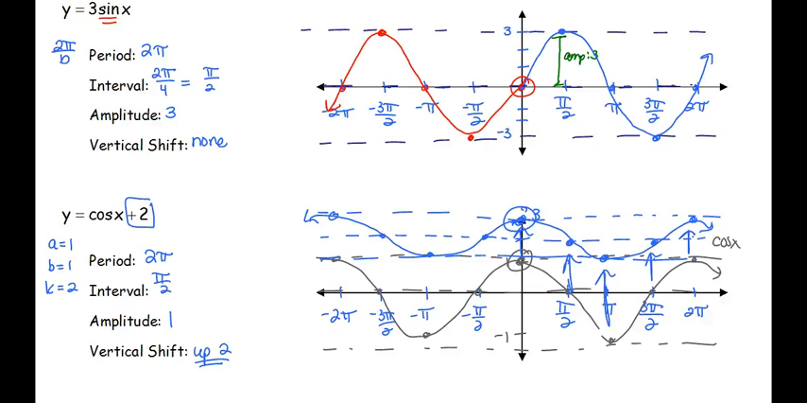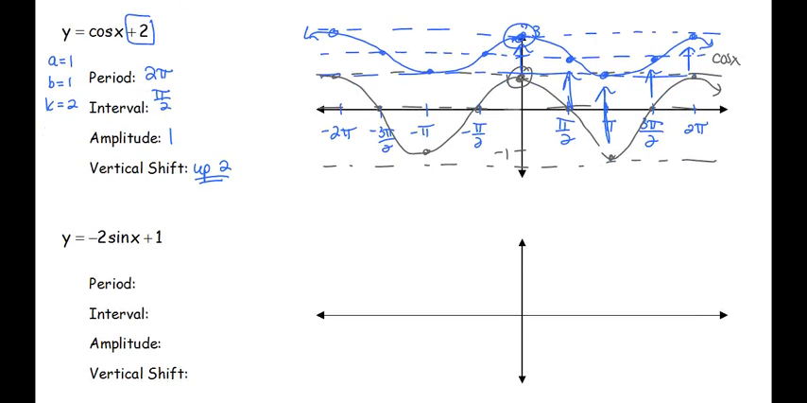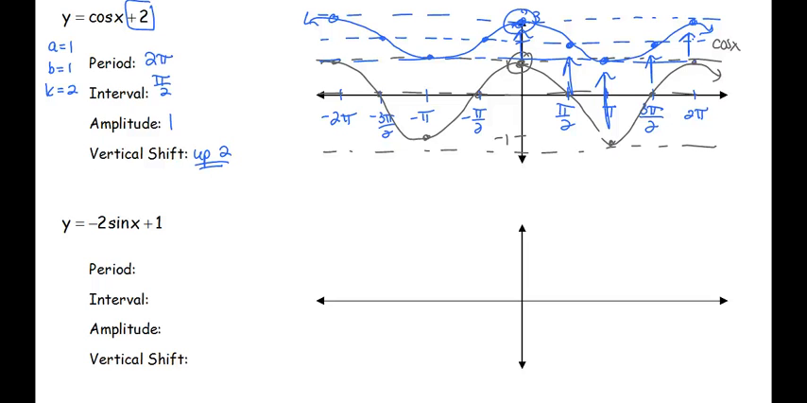Okay, we still have 2 graphs left. Our next one is -2 sine x plus 1. So we have an a of -2. That means our amplitude is going to be 2 because our amplitude is the absolute value of the a value. But because it's negative, we have to flip it, which is going to become very, very important.